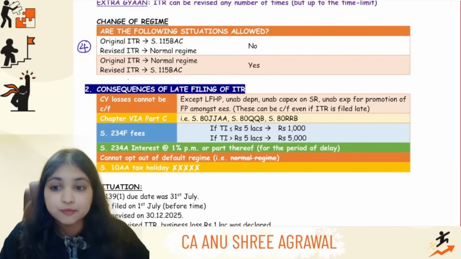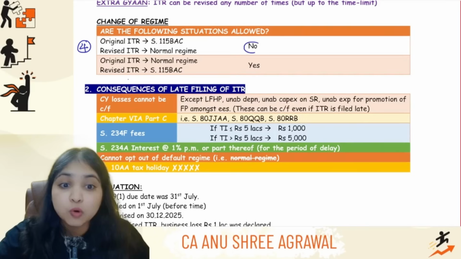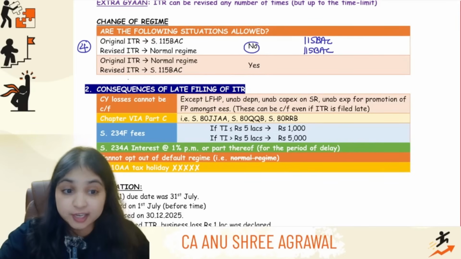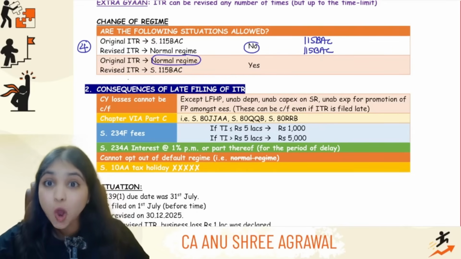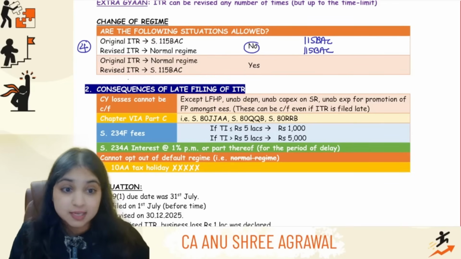Now come to point number 4, a very interesting point. See, listen, if my original ITR was under the default regime, okay, original ITR is as per the default regime. Now if I'm revising this ITR, can I change the regime into normal regime? No, it is not allowed. If my original ITR is as per the default regime, my revised ITR also should be as per the default regime only. I can't change the regime. But if my original ITR was as per the normal regime, my revised ITR can be as per the default regime. It is allowed. Understanding?